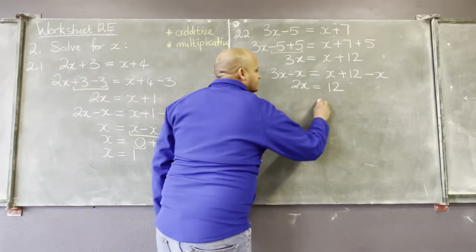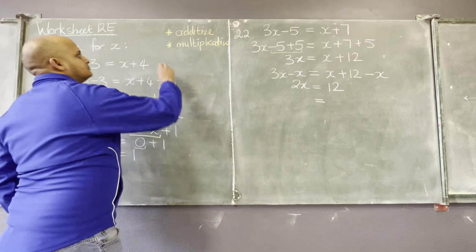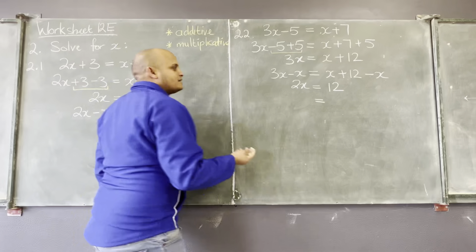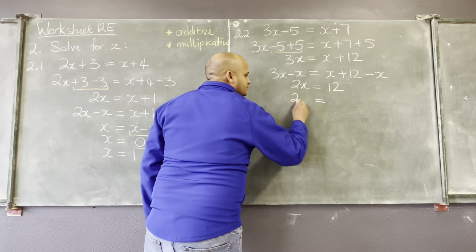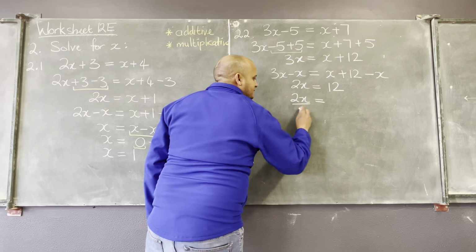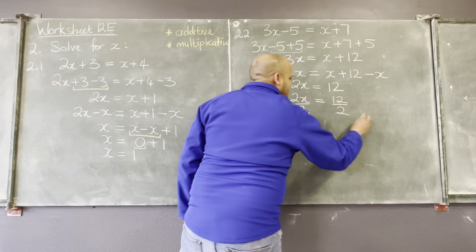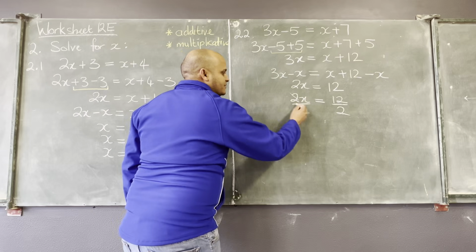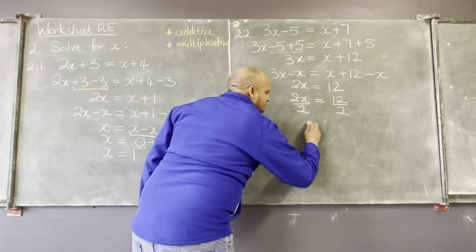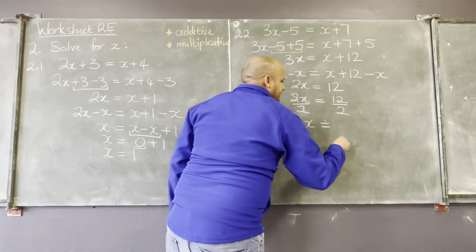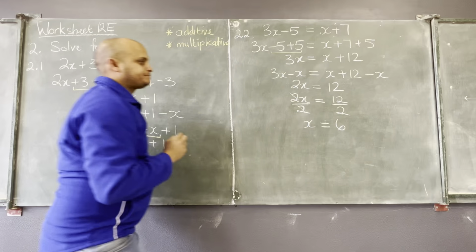So I need to do what now? I need to, which is what you're saying, divide. So I'm going to divide by the coefficient of 2, and I will divide by the coefficient of 2 on the other side, and 2 divided by 2 is 1, which will leave me with 1x or x, and this would be 6.